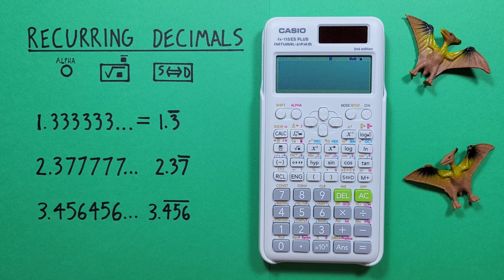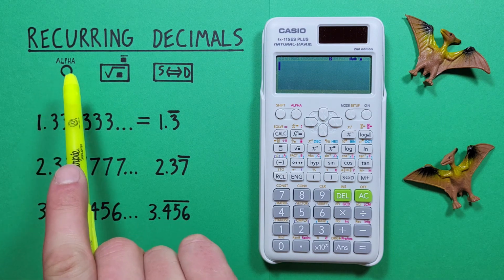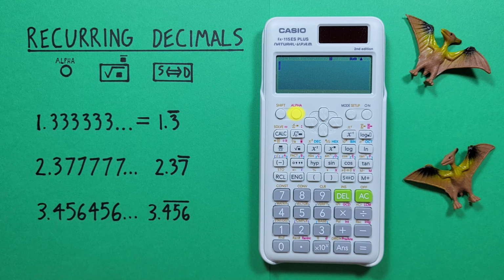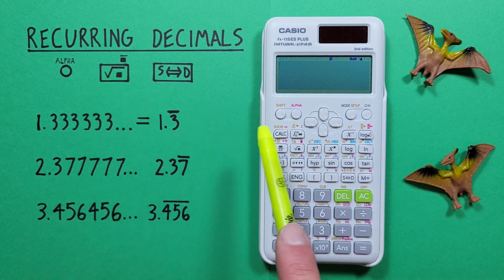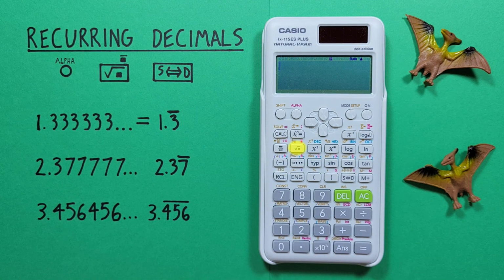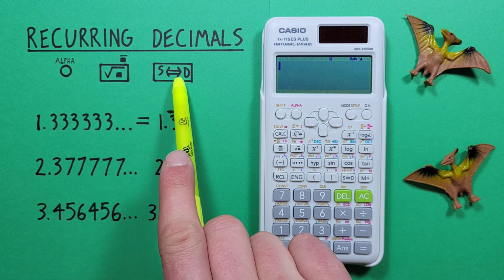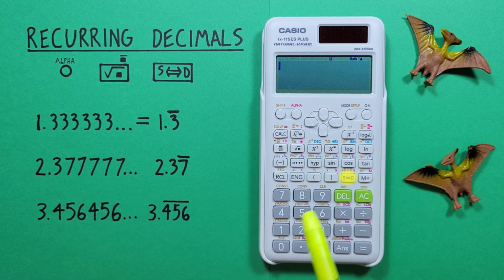I'm Rick, and in this video we're going to have a look at how we can enter recurring decimals on the Casio fx-115 ES Plus calculator. To do that, we'll use the alpha key that looks like this, located here, the root key with the alpha function of recurring decimal that looks like this, located here, and the S to D key or conversion key that looks like this, located here.